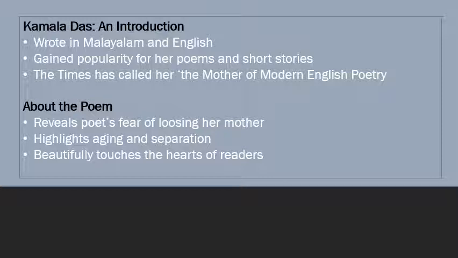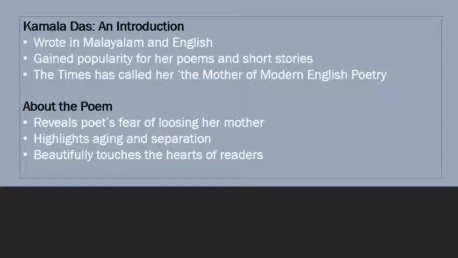So now we are going to study one of her poems. We talk about this poem. This is in our syllabus, and this is written in free verse without any rhyming scheme. What is free verse basically? Free verse is a poetic form where in the poem there is no specific rhyme scheme.